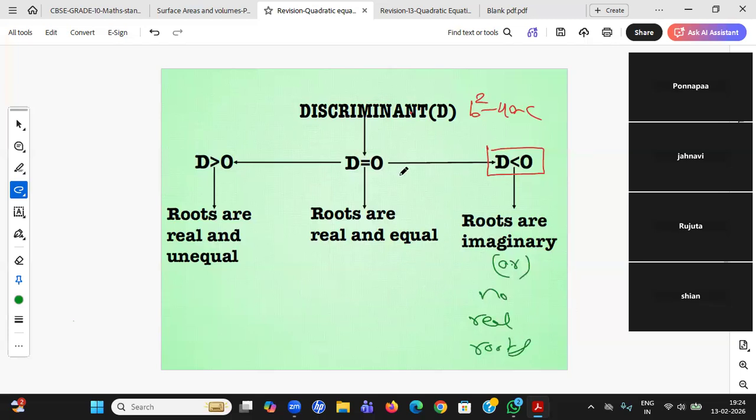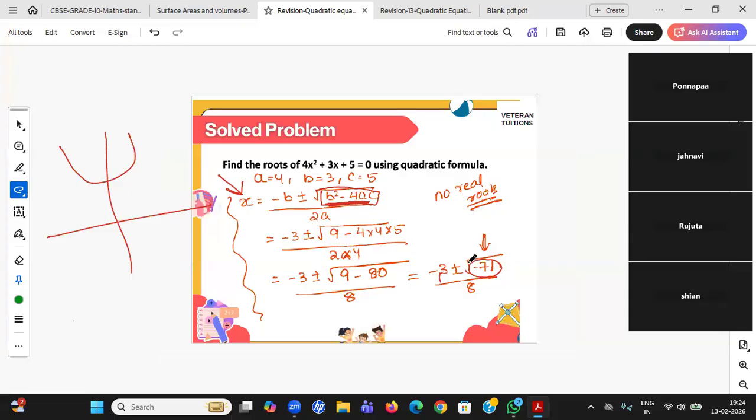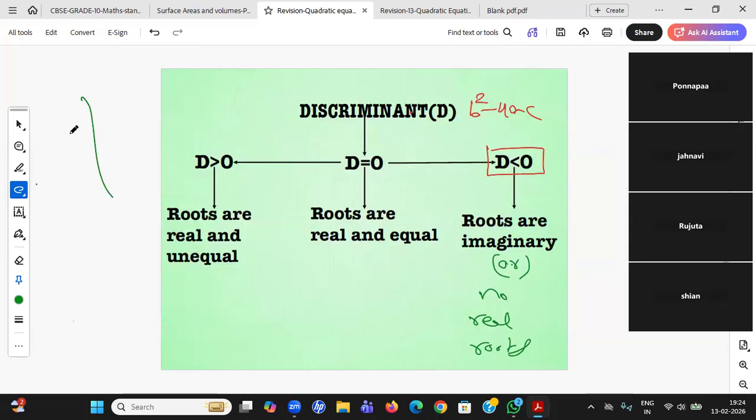Okay. Yeah, when the discriminant is equal to 0, student, like minus 3 by 8, only one root you are getting. But you see, a quadratic equation is power 2. You should get two roots. Why are you getting only one root? That means your parabola is something like this, student. Like this or like this. While coming down, it is touching this point. While going up, it is touching this point. So this point is touched by the parabola two times. So that's the reason the roots are real and equal.